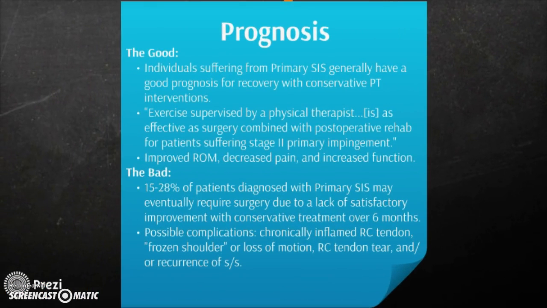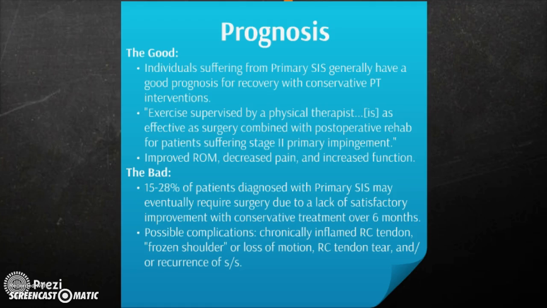Individuals suffering from primary shoulder impingement generally have a good prognosis for recovery with conservative physical therapy interventions. At least 2 studies found that exercise supervised by a physical therapist was as effective as surgical intervention combined with post-operative rehabilitation for patients with stage 2 primary impingement. Another study reported improved range of motion, decreased pain, and increased function in patients with shoulder pain who underwent a program of individualized muscle stretching, strengthening, and retraining versus surgery.